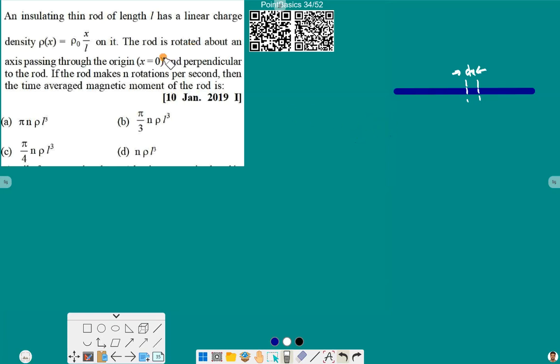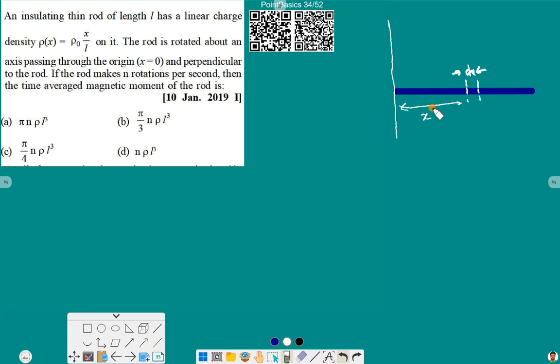now this rod is rotated about an axis passing through the origin and perpendicular to the rod. It is nowhere mentioned that the axis is passing through the center of the rod. It is passing through the origin. And normally when it is given that the rod has a length L and the center is at the origin, then we assume that the center is at one end of the rod. So there is the rotation center. So we have considered element dx at distance x from the origin.